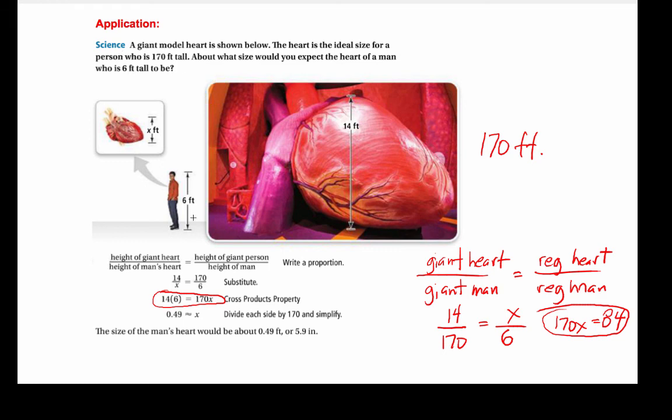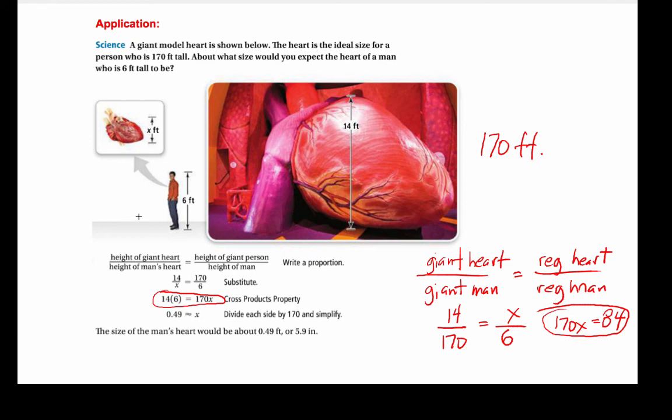So the point of this is that when you're taking a word problem like this and you're writing a proportion, there's more than one way to do it. But however you set up one ratio, you have to follow the same formatting in the other ratio. Here I used the two hearts in the numerators of those ratios, or the tops of those ratios, and I used the men's height in the bottom. Okay, as long as I stick with that. I couldn't flip one of these over. I couldn't have giant heart over giant man equals regular man over regular heart.